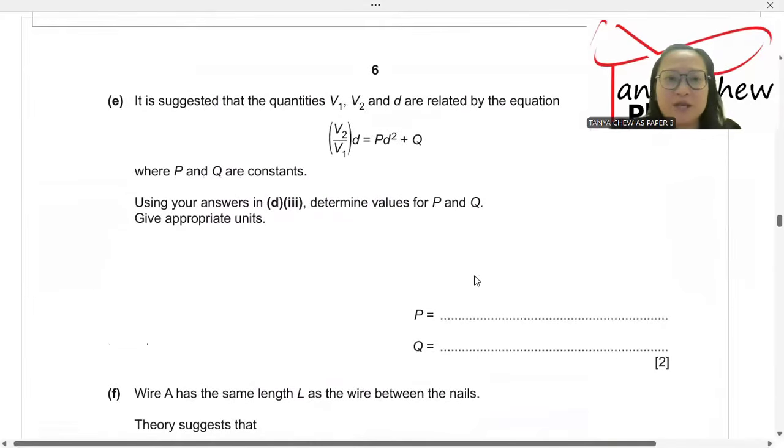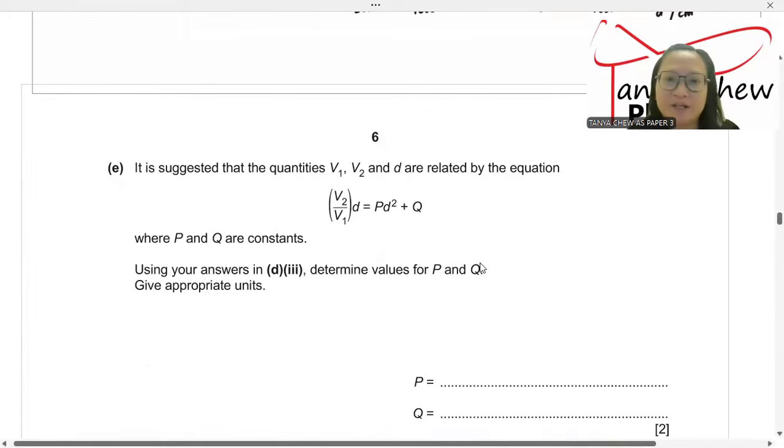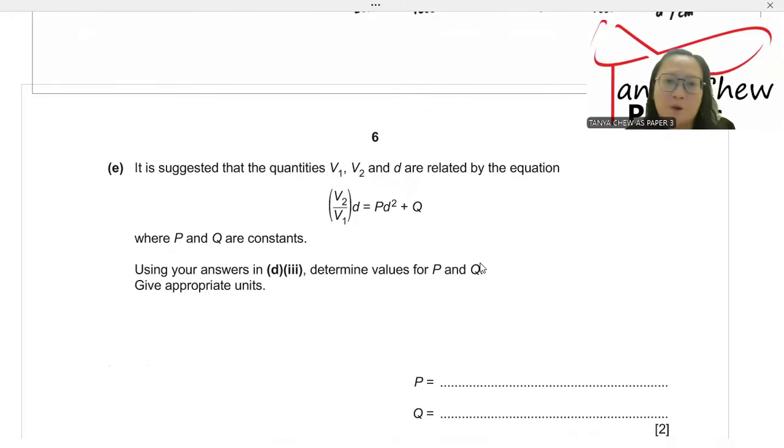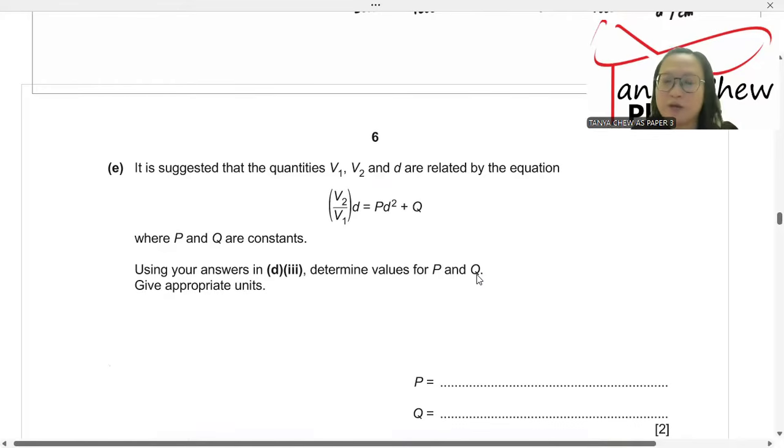Now, part E. It is suggested that the quantities V1, V2, and D are related by the equation V2 over V1 times D is equal to PD squared plus Q, where P and Q are constants. Use your answers in part D, part 3, to determine values for P and Q, and give appropriate units. Now, units are very important.